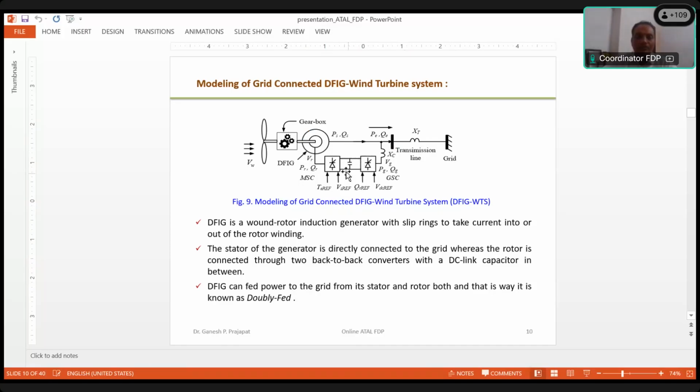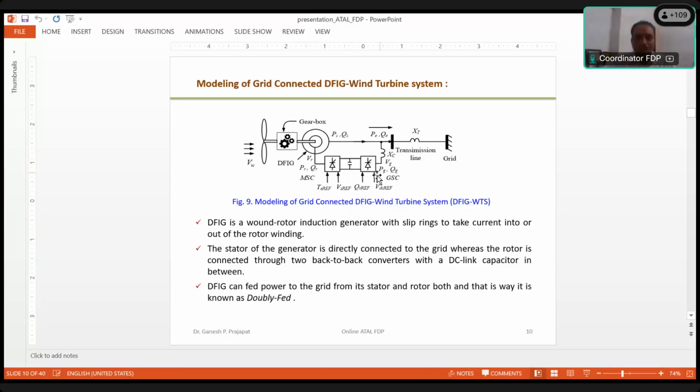The use of this DC link capacitor in between, as I already told, is simply to keep the DC voltage constant. That's why it is present here. And as I said, it can feed power to the grid from both its stator and rotor, and that is why it is known as a doubly fed induction generator. Now, the interesting thing with the doubly fed induction generator is that in the converter network, this is the main way through which you can control the output voltage, active power, reactive power, and speed. Everything can be controlled through the rotor side converters.